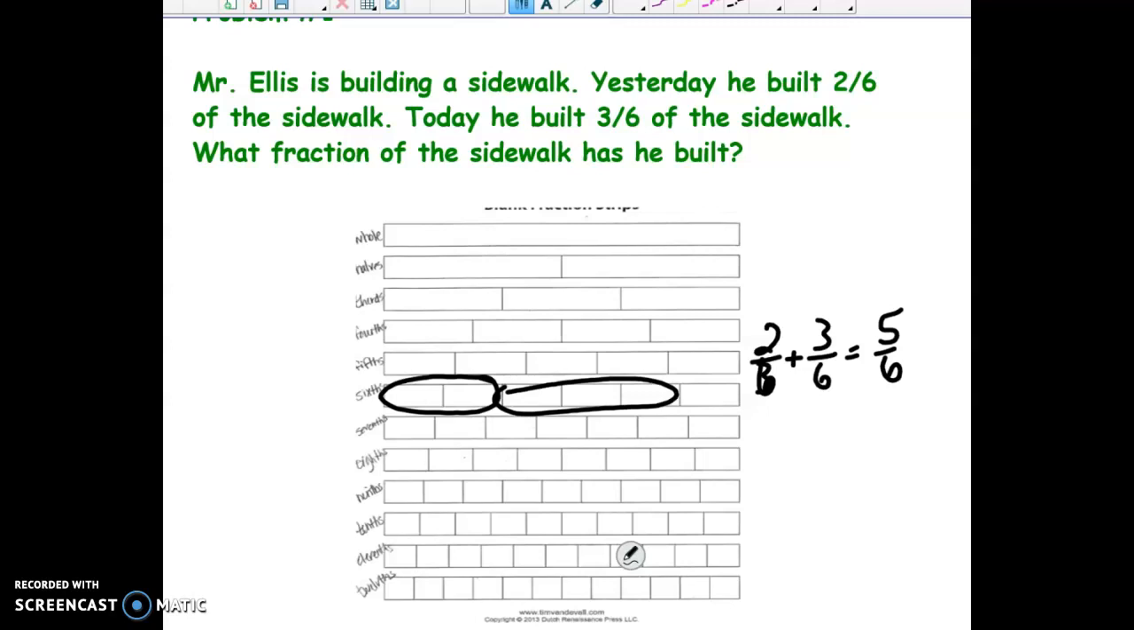Sometimes they get a little tricky. They might ask you something like, how much does he have left to go? Oh, how would you know that? Well, if he's done 5/6, this is the only one that's left. There's just 1/6 left.